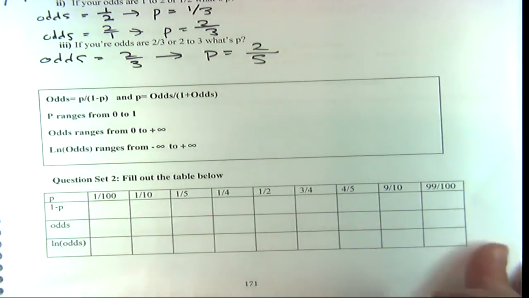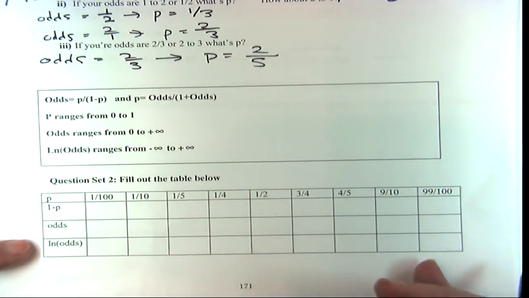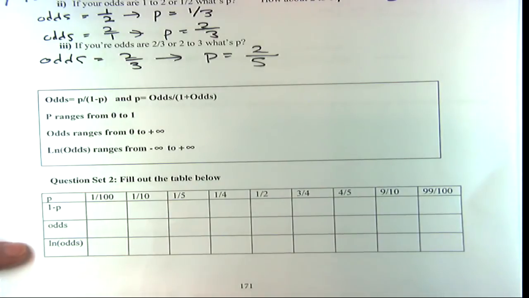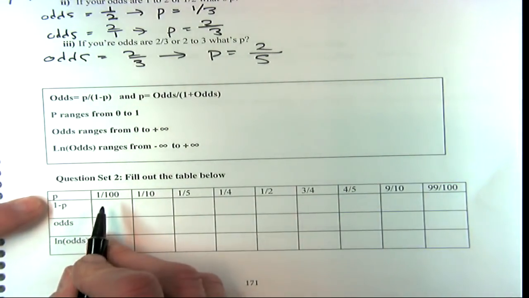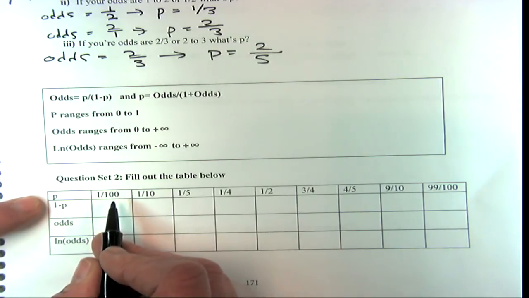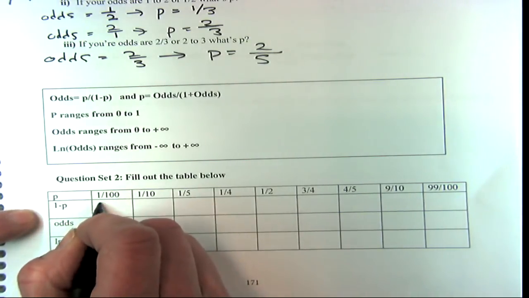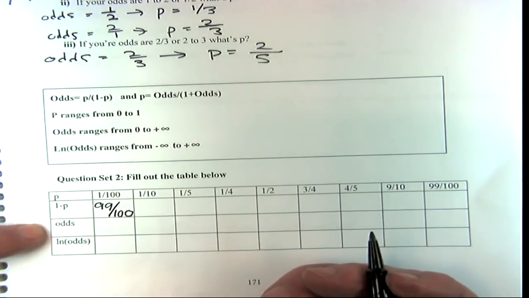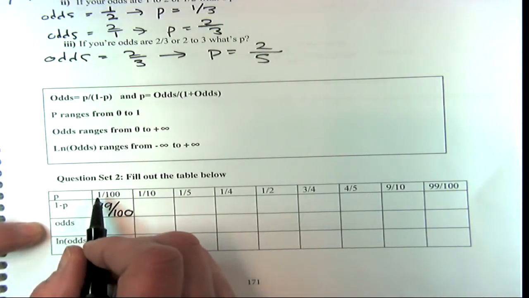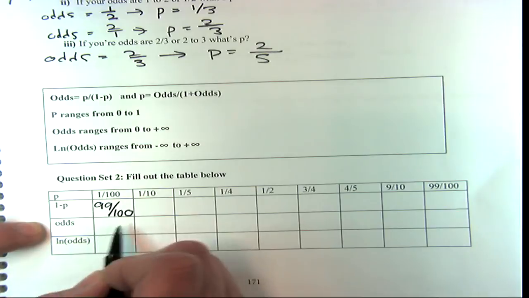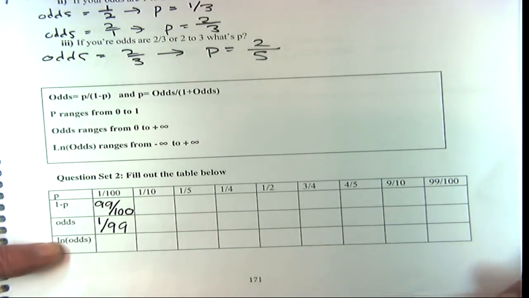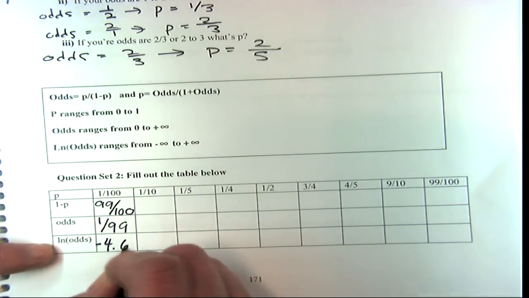And now let's fill out this. We're not going to fill out the whole thing here, but we can start and see a pattern. Okay, so let's just start right here. So if your probability is 1 out of 100, then your 1 minus P is 99 out of 100. And what's your odds? Your odds are 1 over 100 over 99 over 100, which is 1 to 99. And then the log odds, you'd have to do that on the calculator, and that is approximately negative 4.6.